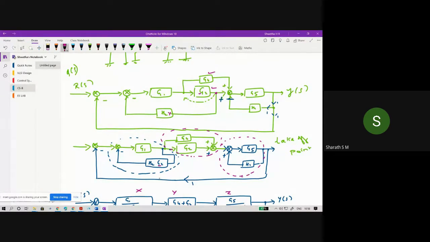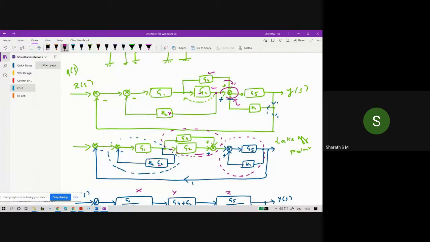Now once we shift the takeoff point, G4 and G2 are in parallel connection, and these two are acting as a feedback. This feedback as well as this forward path both go to the single summation point with a positive symbol. So we need to split the summation point for two different operations: one for a parallel connection, another for a feedback connection. I'm going to split both summation points and retain the same symbol. Here also we have a positive, and here also a positive, so this becomes the positive feedback, and this one becomes the positive forward path.